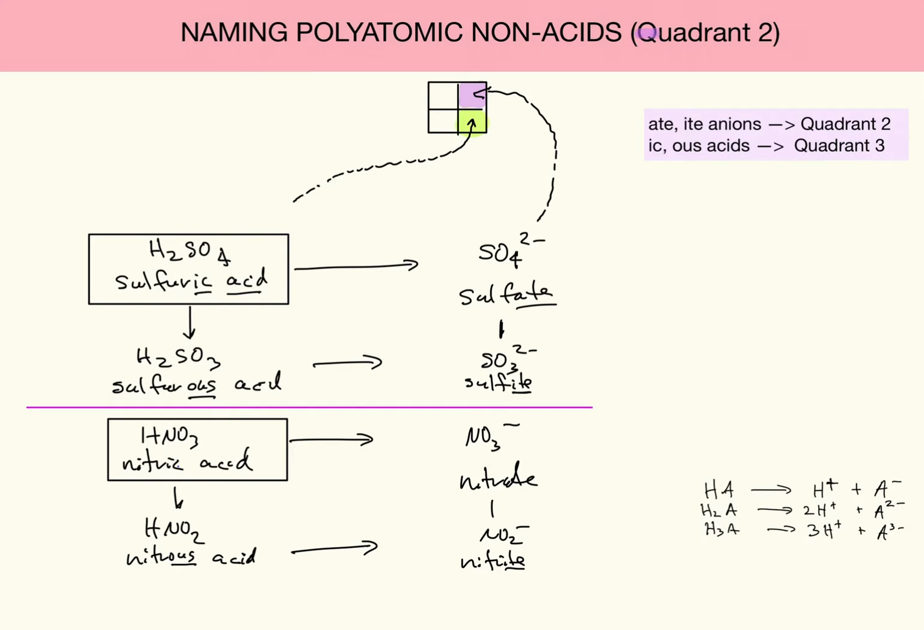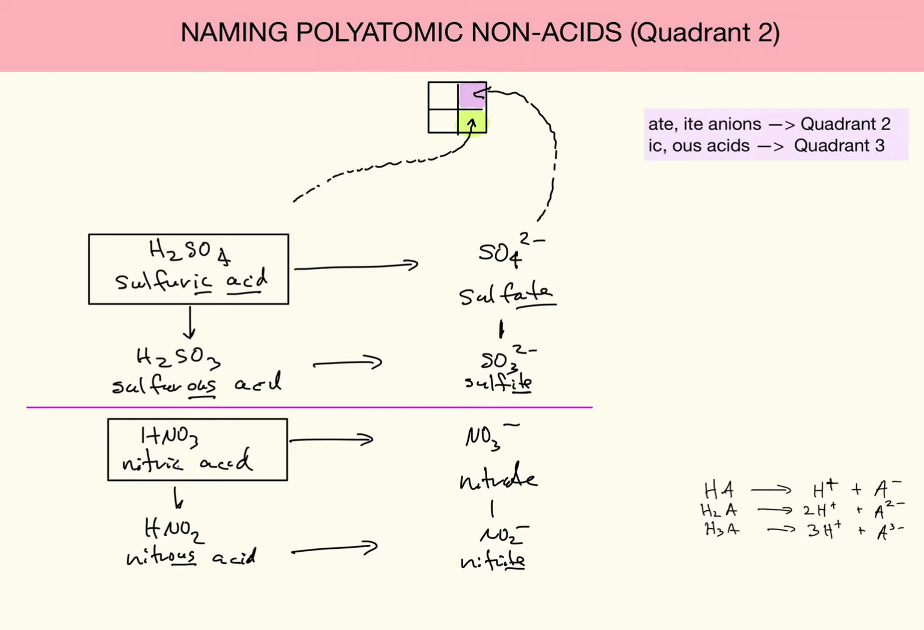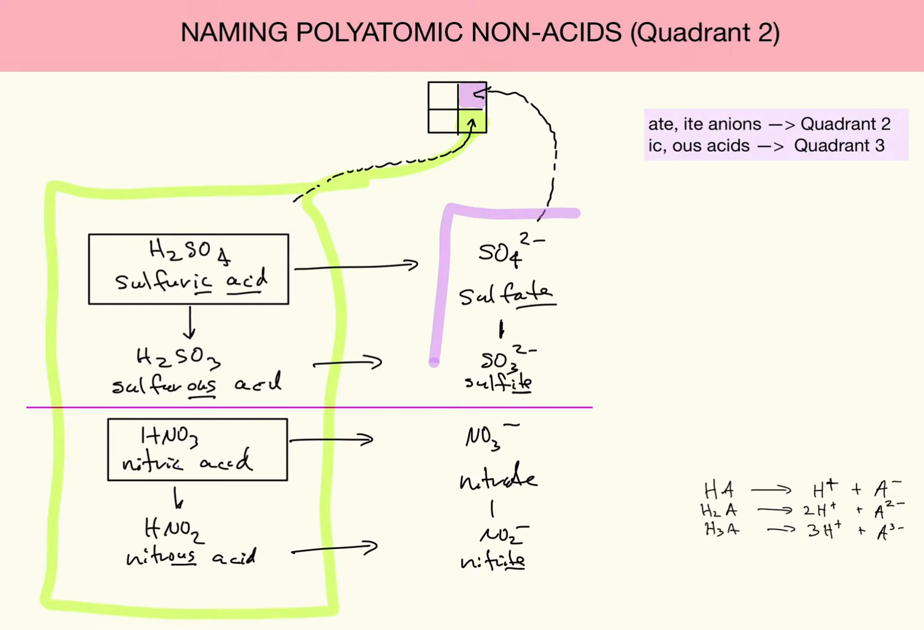Now, in learning to name quadrant 2 compounds, polyatomic non-acids, it will become readily apparent why you had to learn the entire family name. Because it is the anion piece that is used in the quadrant 2 name. The acids themselves make up the quadrant 3 name, but it is the anion of those acids which goes into making up quadrant 2 names.